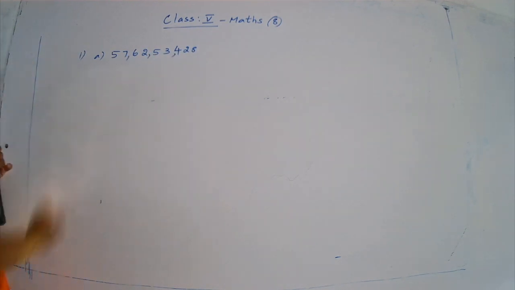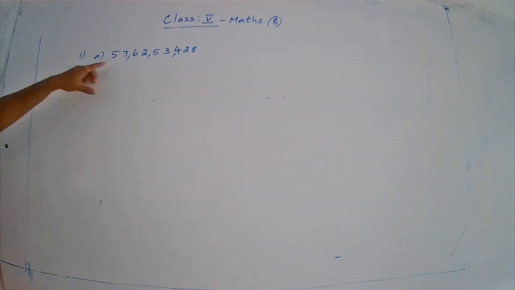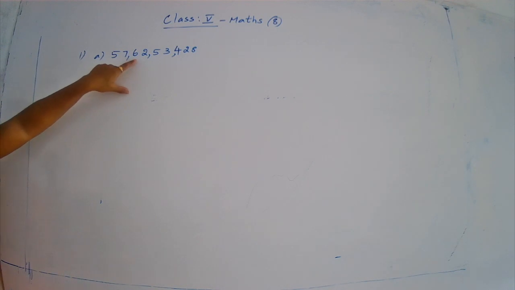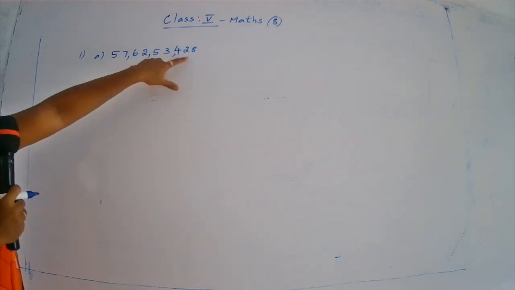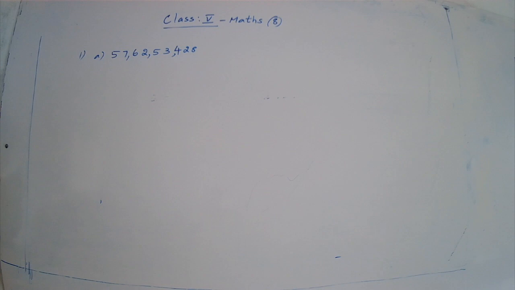Okay, so this is the question: 57 crore 62 lakh 53,428. Now write it in expanded form. We write the number as a sum of the place values of its digits. That form of the number is said to be expanded form.